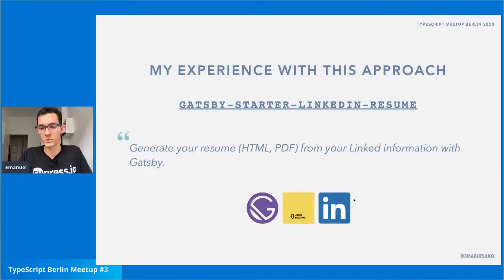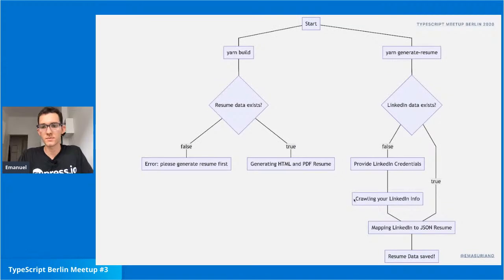But the crawler, to be honest, does the job. So this is more or less, in a nutshell, what the flow does. The application, or the starter, has 2 main commands. One is build and the other one is generate resume. So let's start with build.